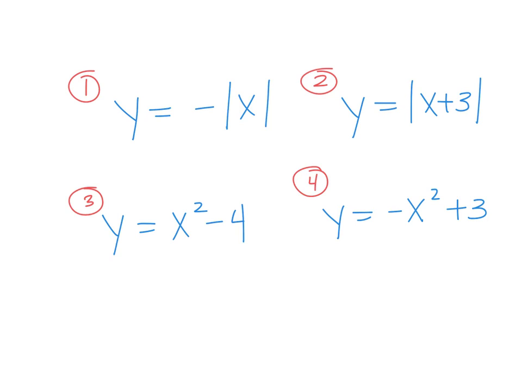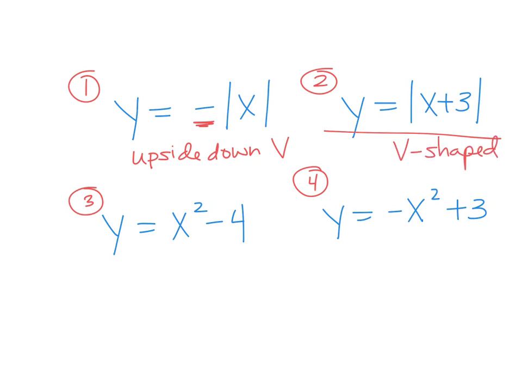The V, right? Okay, so here's the deal. If there's a negative out in front, what changes about it? It just flips over, right? So this would be an upside down V, okay? This one is just a V-shaped graph. That would be right side up.